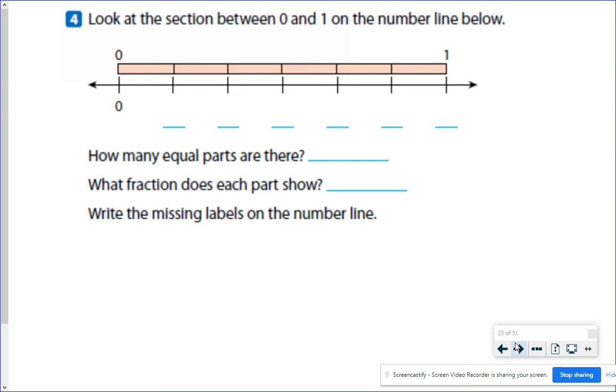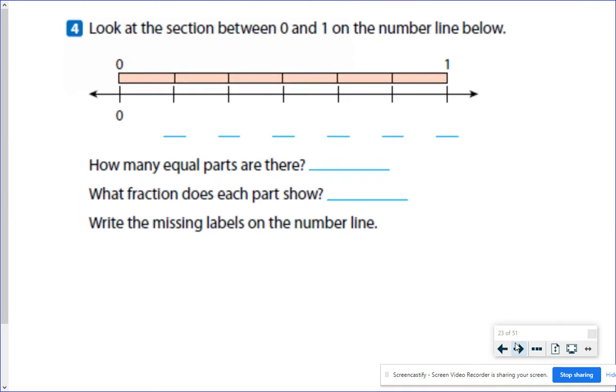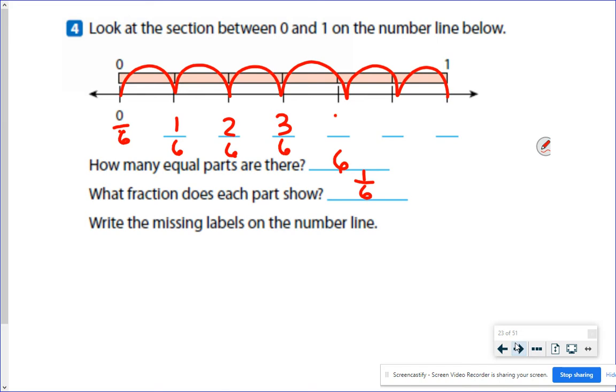Air pen, y'all count with me. Ready? Now count. 1, 2, 3, 4, 5, 6. So this number line has been partitioned into 6. Each part is 1/6. We have 0/6, 1/6, 2/6, 3/6, 4/6, 5/6, and 6/6.